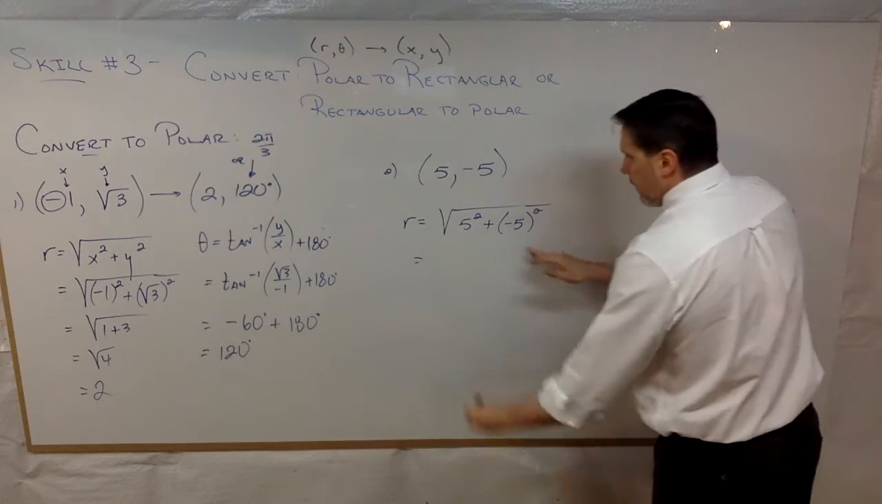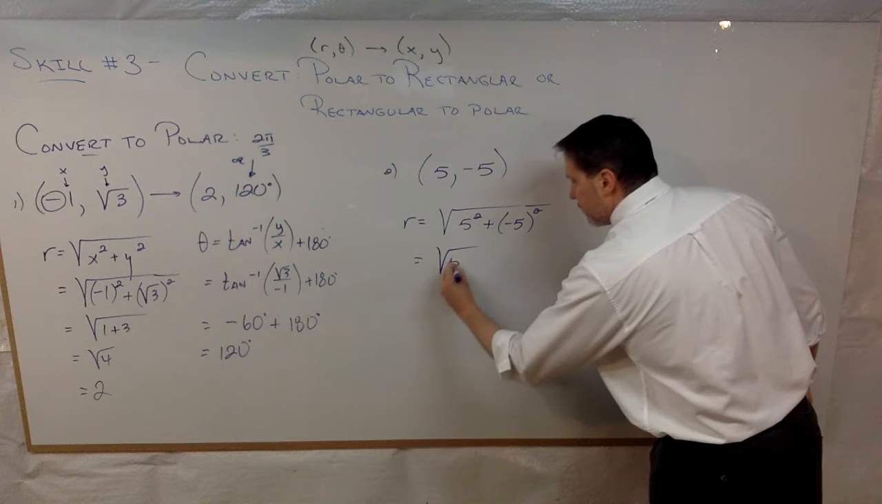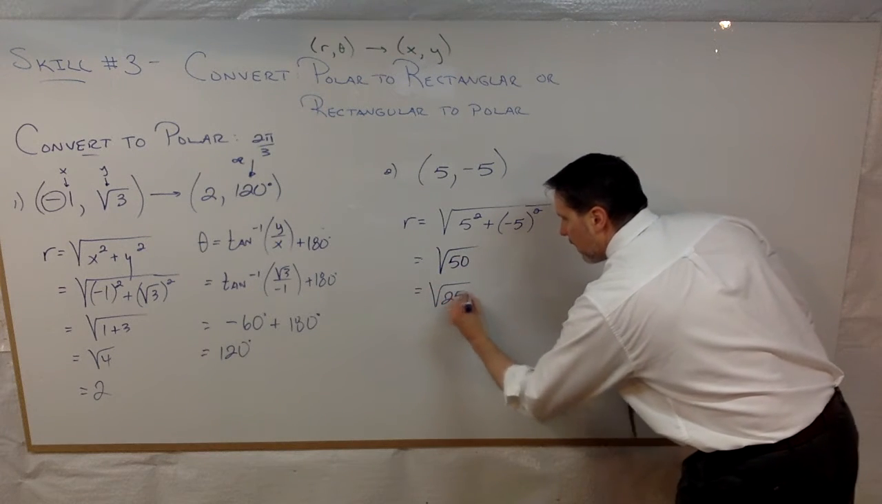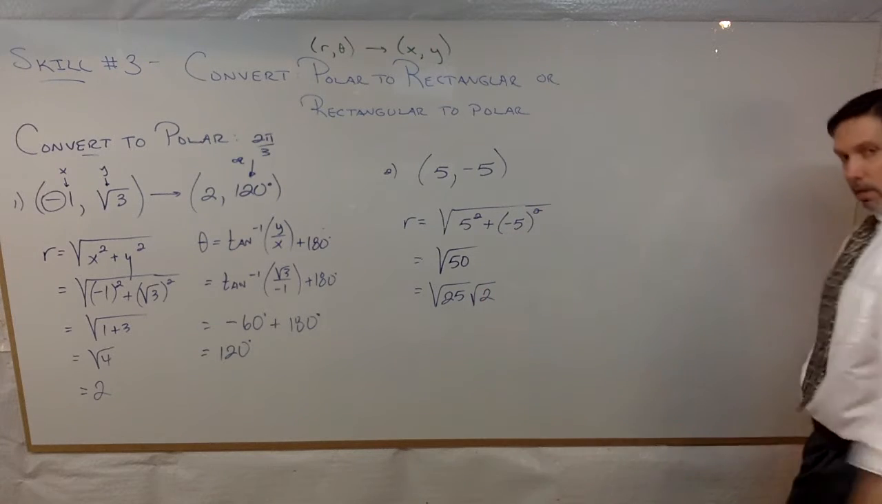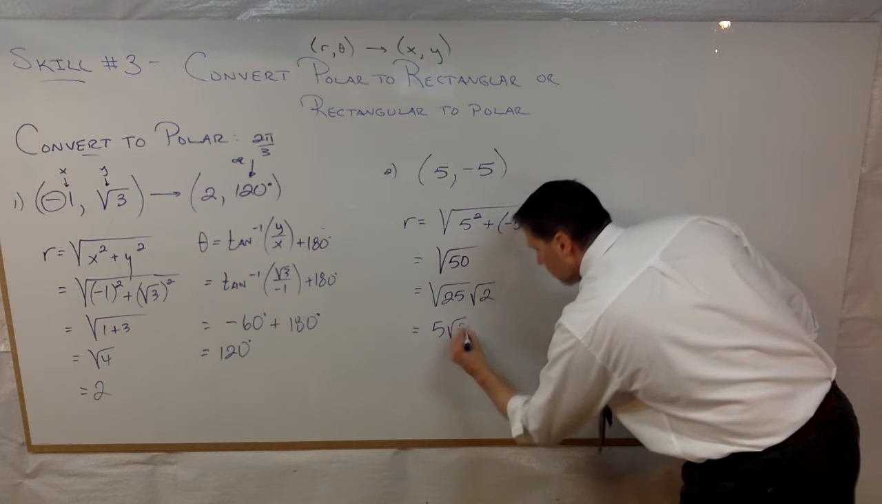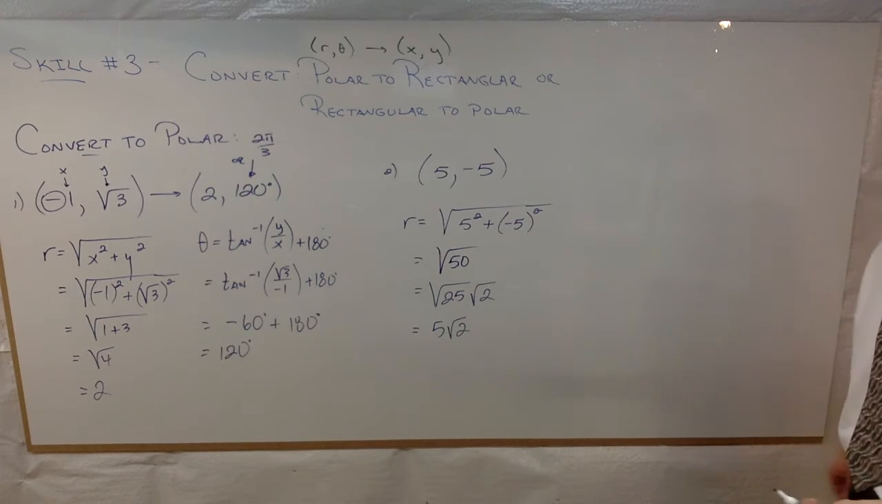All right, so that's 25, that's 25, that's a grand total of 50. Square root of 50, well, split that up into a 25, largest perfect square, times 2. Old algebra stuff here. We're looking at 5 square root of 2 for our r.